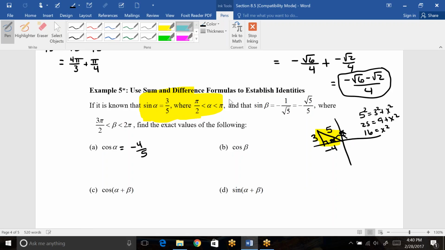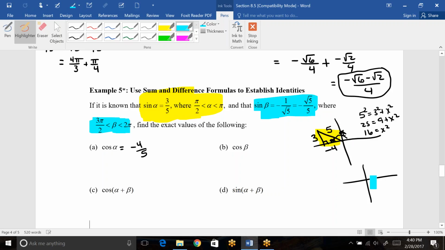Okay, so now let's talk about cosine of beta. How are we going to find that? Well, they've given us some information about beta. They said that beta is actually in quadrant 4, because it's between 3 pi over 2 and 2 pi. So I'm going to draw a triangle over here. So here's my beta, and it has -1 over square root of 5.